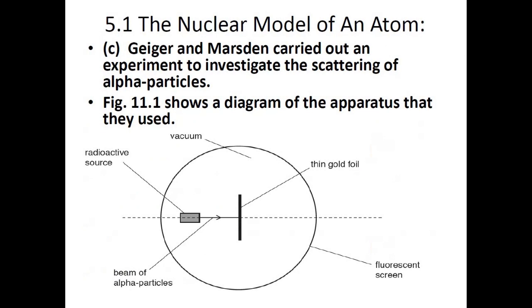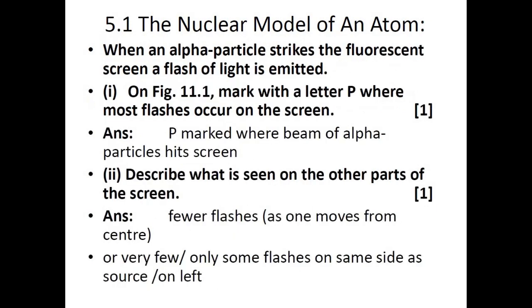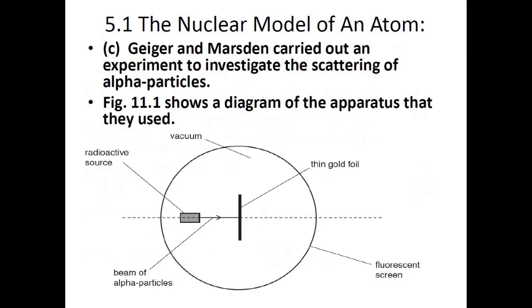Geiger and Marsden carried out an experiment to investigate the scattering of alpha particles, and here's a diagram of the apparatus, the gold foil experiment. When an alpha particle strikes the fluorescent screen, a flash of light is emitted. On figure 11.1, mark with the letter P where most flashes would occur. As you know, most of an atom is empty space, so most flashes would occur at this dotted line, the point where the alpha beam is hitting the screen straight on.